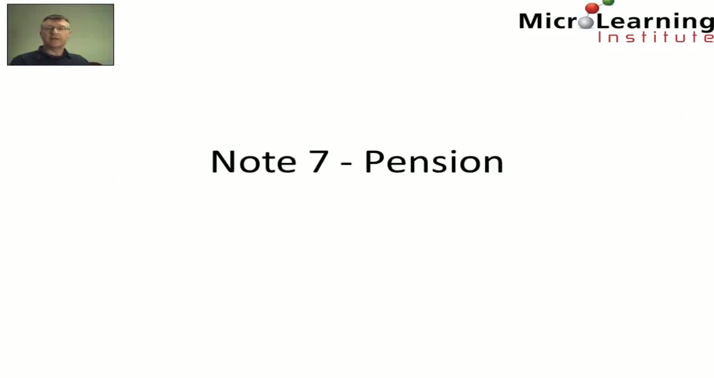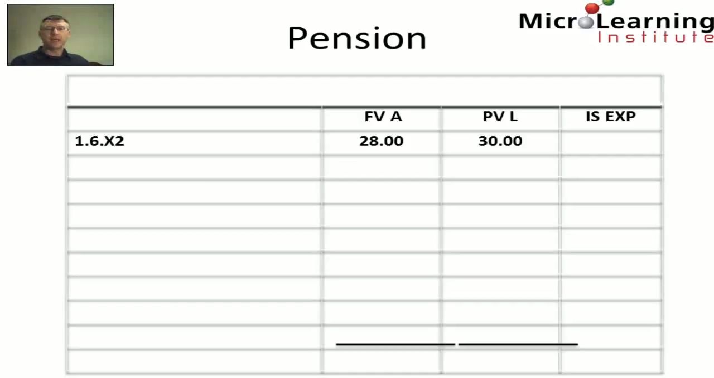Next we look at Note 7 in relation to a pension. And again, we're told that the fair value of assets and the present value of liabilities on the 1st of June X2 is $28 million and $30 million respectively. We're told that the company made a contribution of $2 million to the fund, which increases the carrying amount of the assets. The benefits that were paid to pensioners reduced the assets of the fund, but also of course reduced the liability to those pensioners.